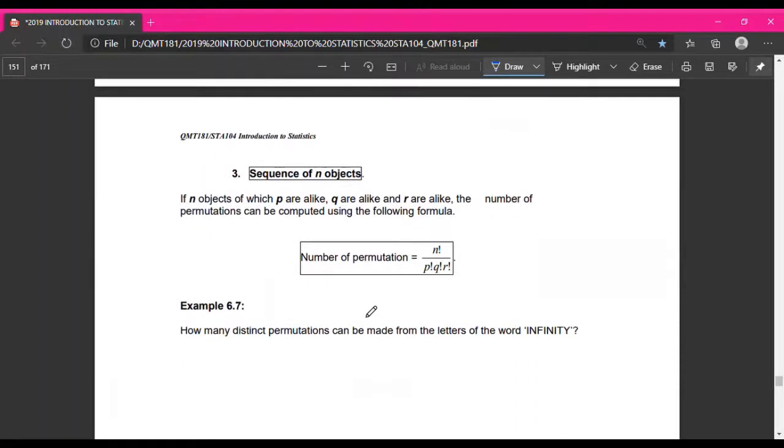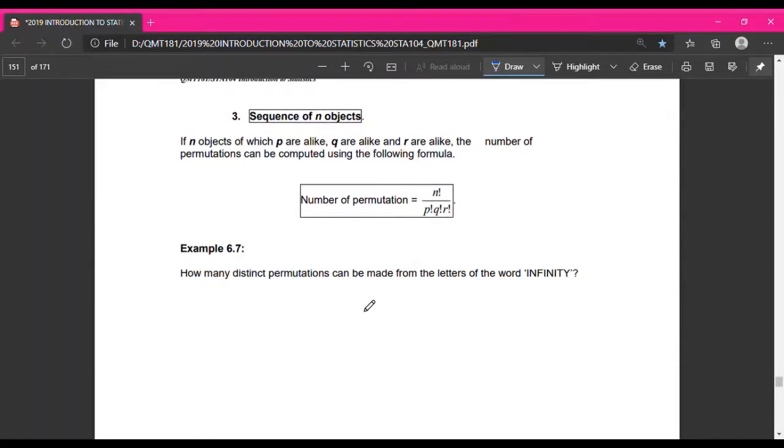Okay, the next one, the sequence of an object if the object of which P are alike, Q are alike and R are alike. Item ada yang sama, alike, one kind alike. So the number of permutations can be computed using this formula. N factorial, N ni maksudnya total of item. P factorial multiply Q factorial multiply R factorial, maksudnya tengok bilangan item yang sama.